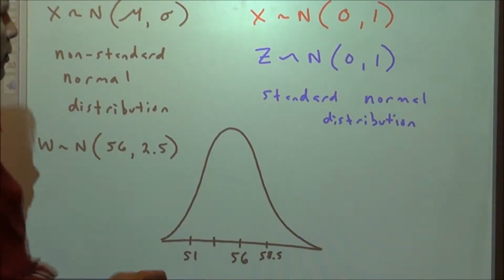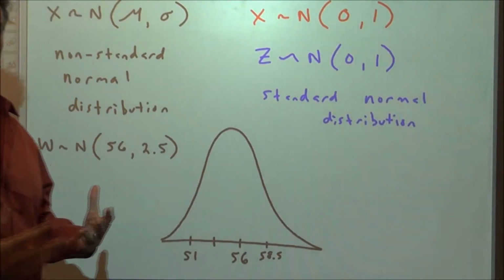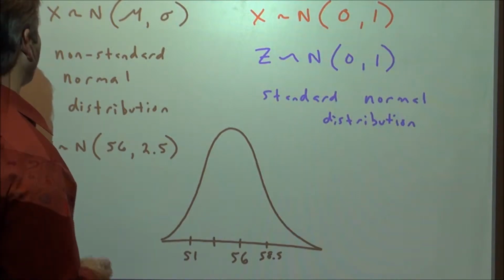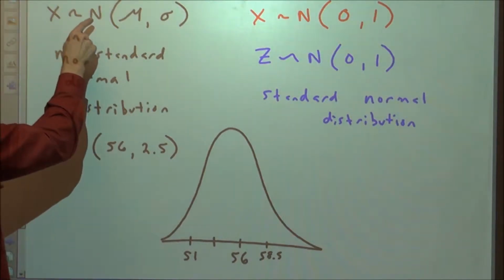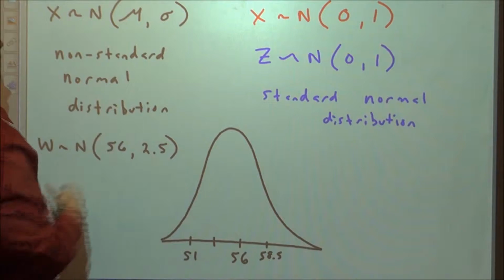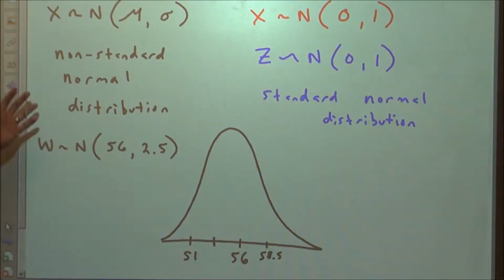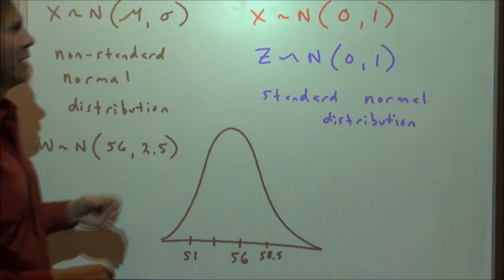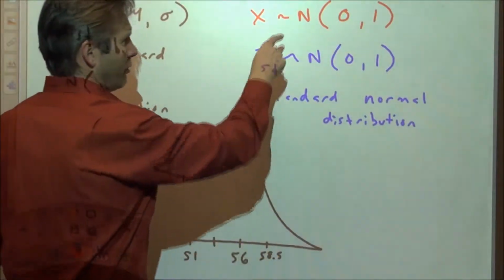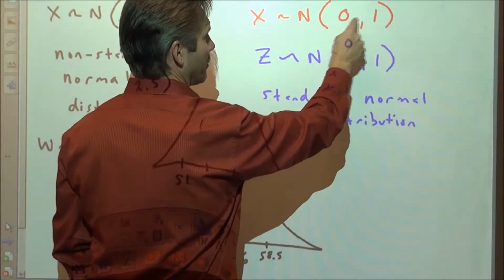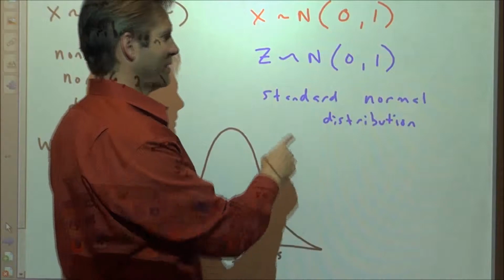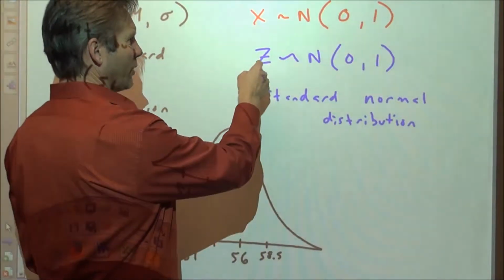There can be some challenging normal distribution problems on an AP exam. Let's get comfortable with what we're talking about. If you have any random variable that's distributed normally with a certain mean and a certain standard deviation, we call that a non-standard normal distribution. But if your random variable is distributed normally and it happens to have a mean of 0 and a standard deviation of 1, we call that the standard normal distribution, and those are what the z-scores are.